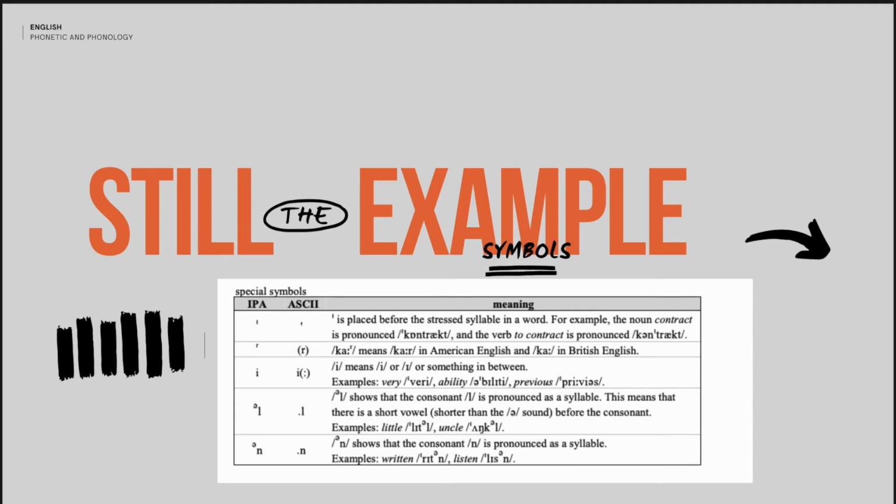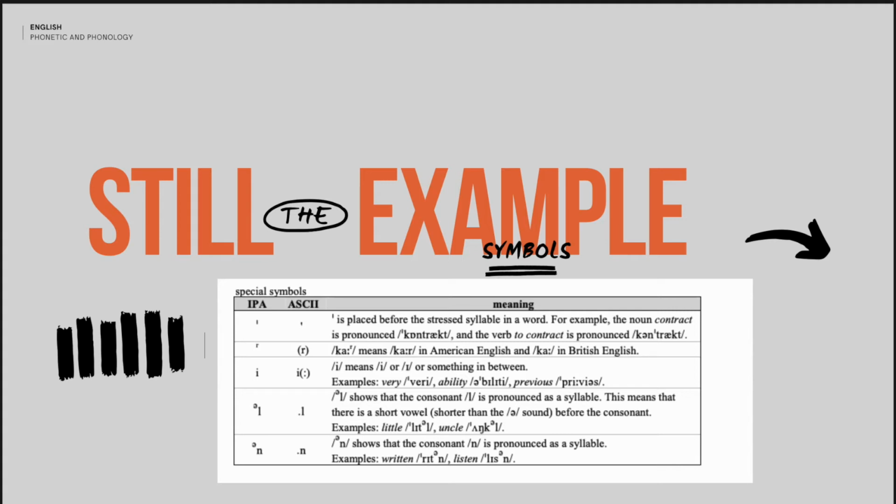And the third example, I. I means I or something in between. For examples, very, very, ability, ability, previous, previous.